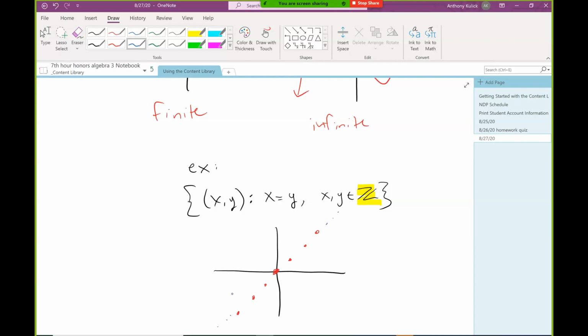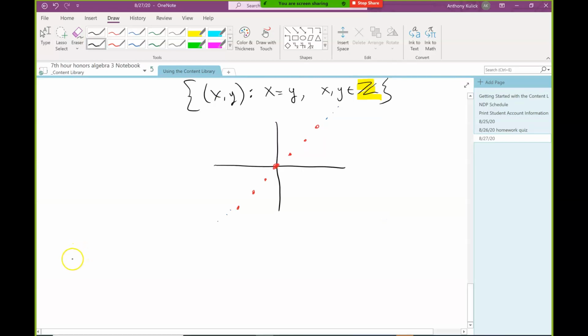Now, if there's a connected segment, we know it's infinite. If we know it's finite, we know it's just points. But if all we know is it's just points, we don't know for sure if it's finite or infinite, right? So just to be clear, a lot of times it's easy to go, oh, these two statements are equivalent, and they're not quite.